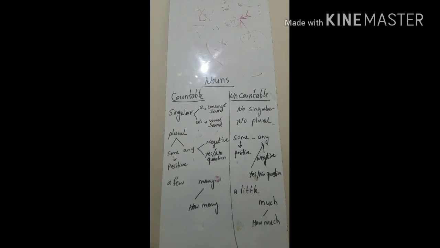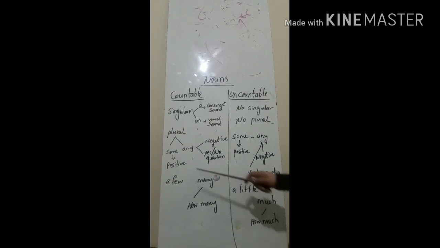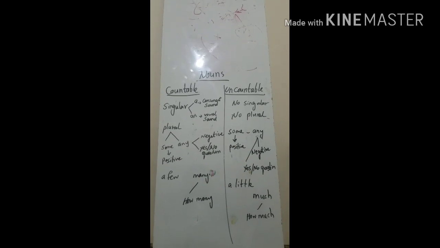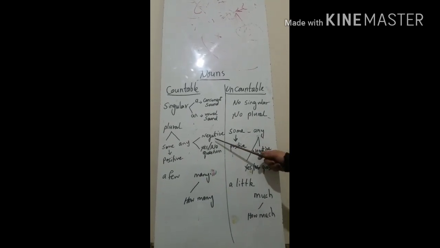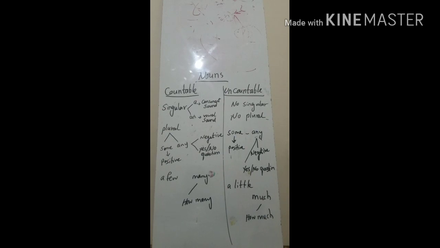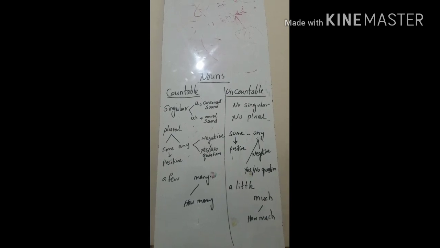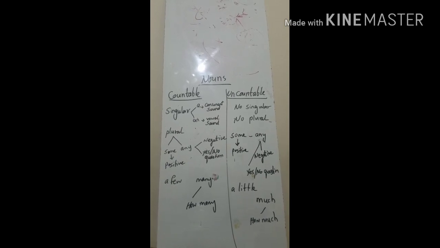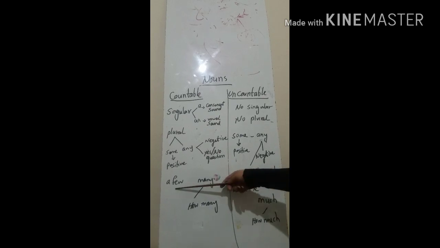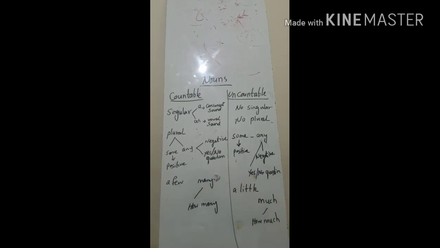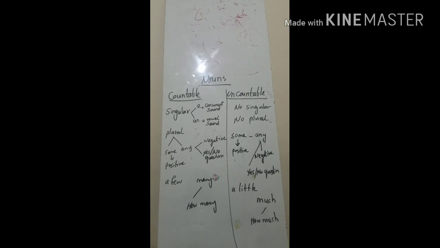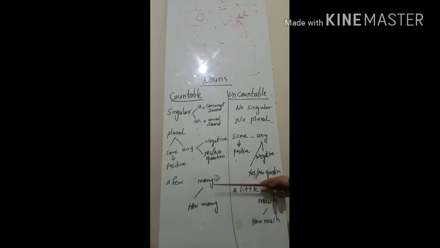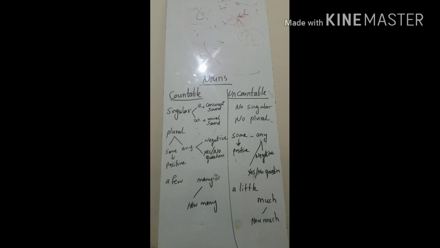For examples: There are some oranges, as positive. There aren't any oranges, as negative. Also, when I say, are there any oranges? as a question. Sometimes we are talking about quantity, some of them a small quantity, a big quantity. If we have a small quantity, I will use a few. Example: I have a few friends. And I say many here: there are many windows in this school.